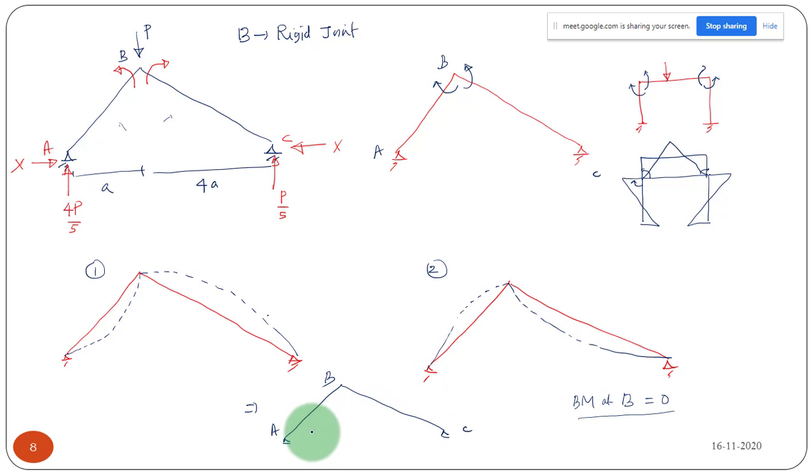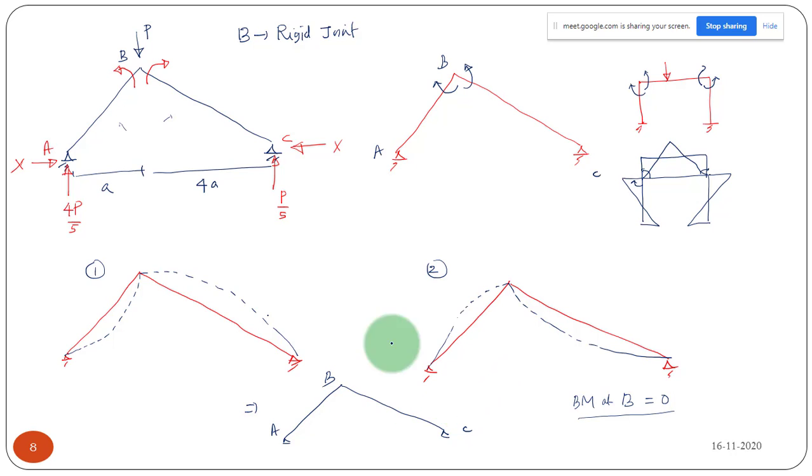If you have a funicular shape, your frame will behave like a pin-jointed one even though you have rigid joints. You will find that not only at this joint, but at each and every point in this structure there won't be any moment at all. It will be completely eliminated because of this funicular shape.